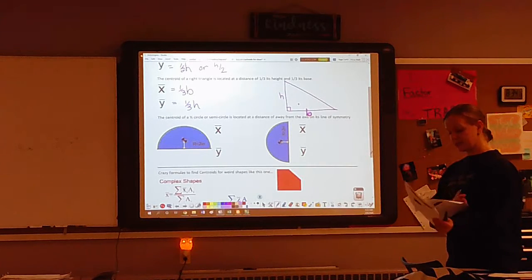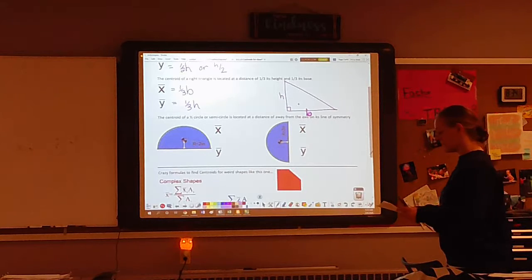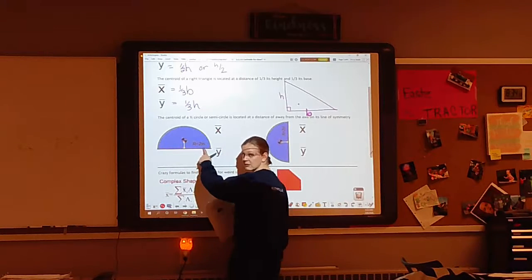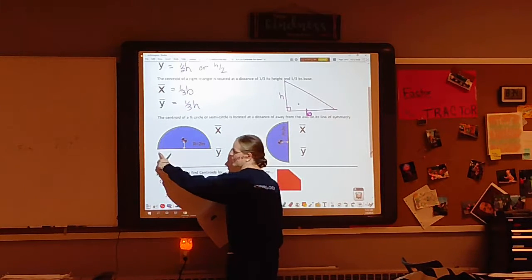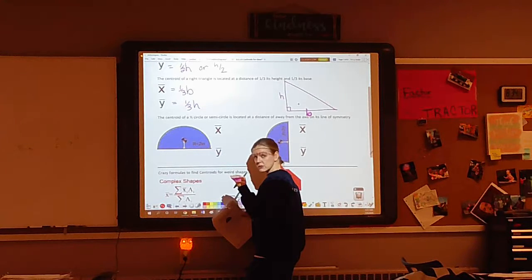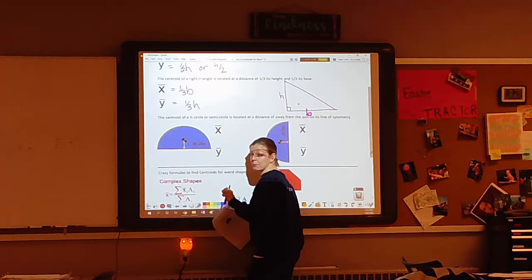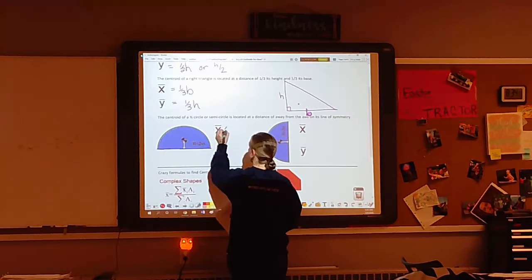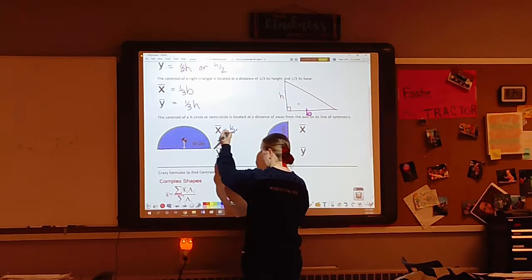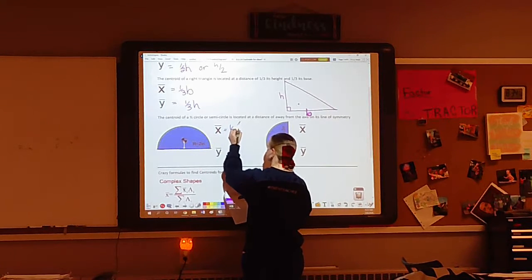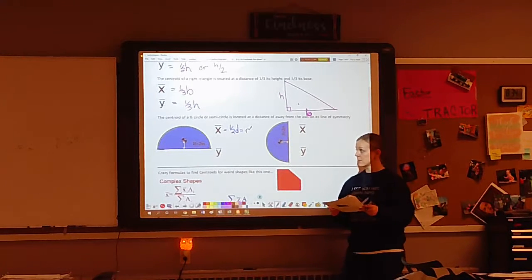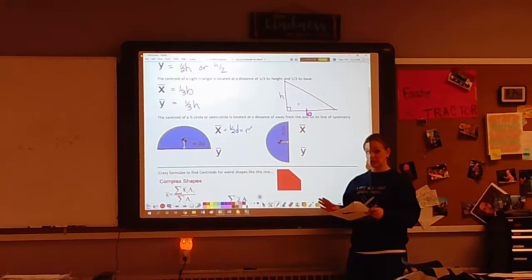I don't have this in my notes, that's okay. I'm smart enough to do this. When you have what I call a horizontal semicircle, because the diameter is horizontal, the midpoint on the x-axis is just half the diameter, or better known as the radius. Does that make sense? So the middle of the circle is half.